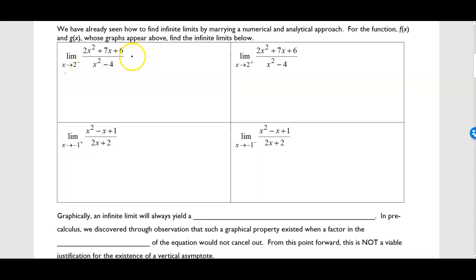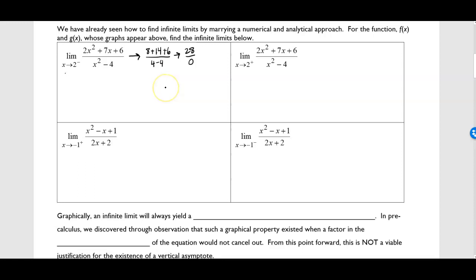The first thing I always want to do is try to plug in the number. So I'm going to try to plug in 2. So 2 times 2 squared is 8, plus 7 times 2 is 14, plus 6, all over 2 squared, which is 4, minus 4. That is approaching 28 over 0.